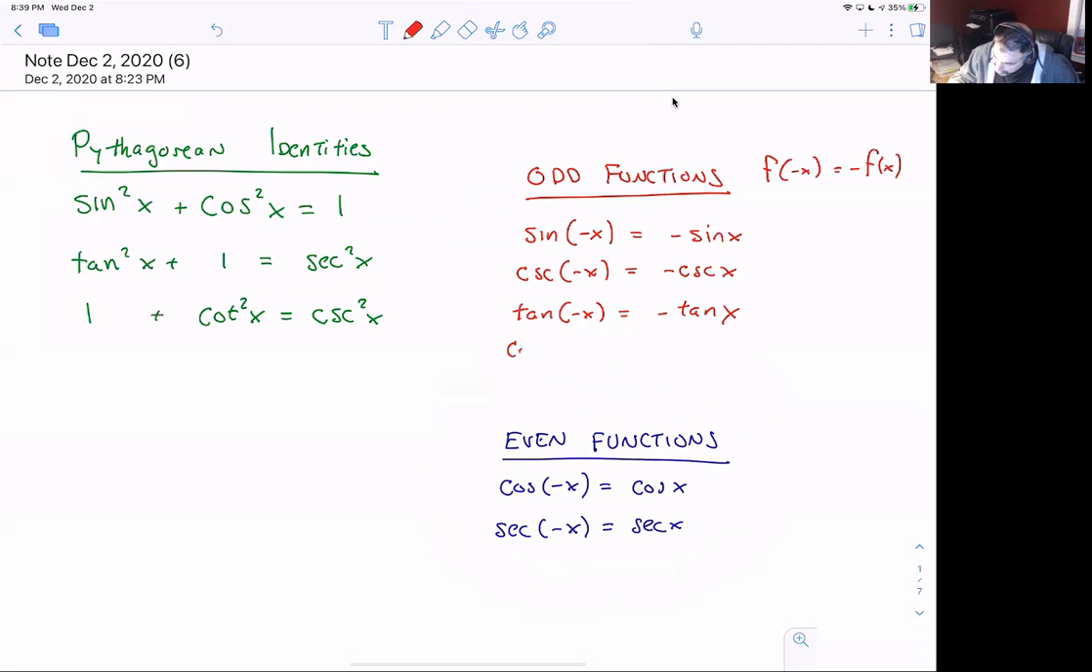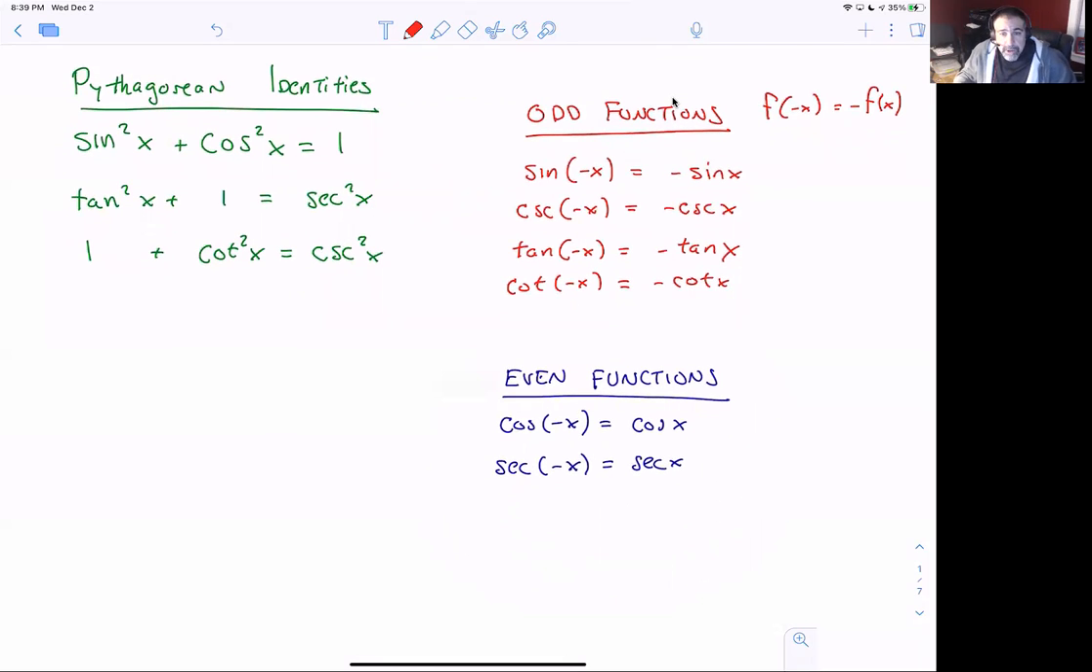So the last one I'm missing is cotangent, and that's going to be equal to negative cotangent x. So sine, cosecant, tangent, and cotangent are all odd functions. They're all symmetric around the origin. So you can pull that negative out from the angle and bring it to the front. The 2 even functions we have in the world of trigonometry are cosine and secant, and that should make sense because those are reciprocal functions. When you plug a negative into an even function, the negative just disappears. And that's what's going on here. These are symmetric to the y-axis.